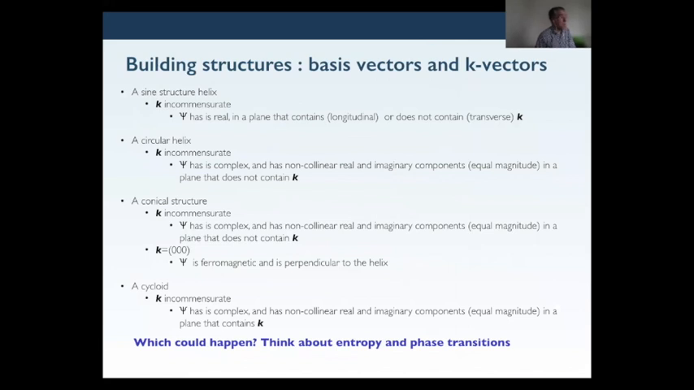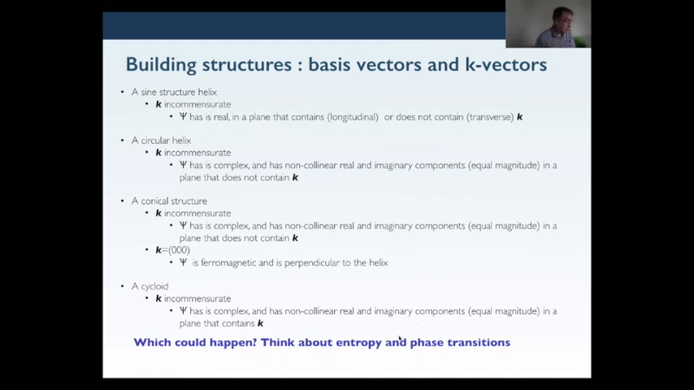So in general, we build up magnetic structures from having some basis vectors that we project out, and we propagate them according to the k vector to make the different types of structures. Simple structures would be a sine structure where k is incommensurate and psi is real. We can have circular helices where k is incommensurate and now psi is complex with non-collinear real and imaginary components. You can make conical structures by mixing incommensurate k with complex non-collinear components and a separate k equals 0 component. So you're mixing an antiferromagnetic and ferromagnetic component perpendicular to each other. So a conical structure is a combined structure. We can make cycloids where k is incommensurate, psi is complex and non-collinear, etc. So we can make lots of different types of structures.